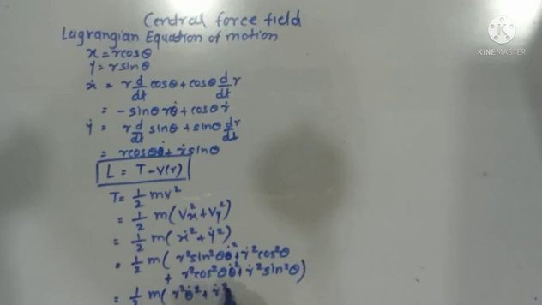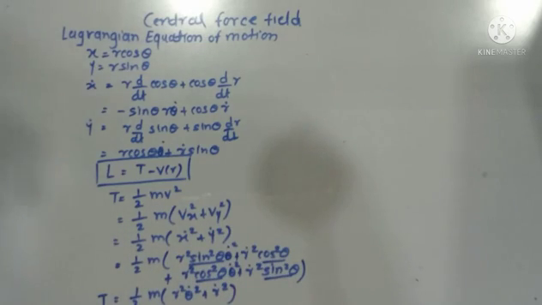plus r dot square. As this sin square theta plus cos square theta will become 1, and the cos square theta plus sin square theta will also become 1. So when I take r dot square common, sin square theta plus cos square theta is equal to 1, and when I take r square theta dot square common from these two terms, there is also a remnant of sin square theta plus cos square theta, which is equal to 1. So this is all about the kinetic energy for this central force field in polar coordinates.